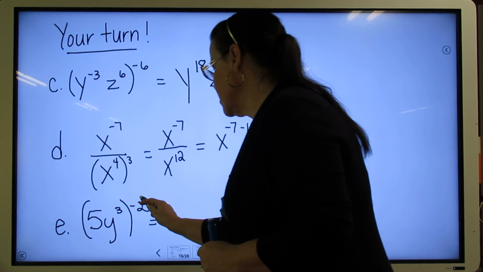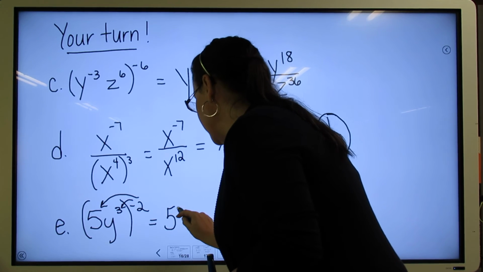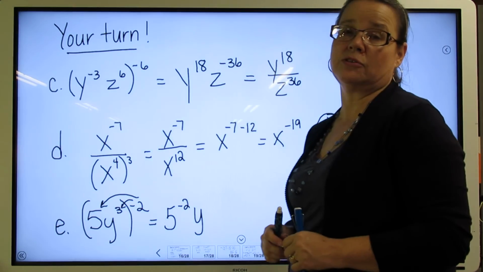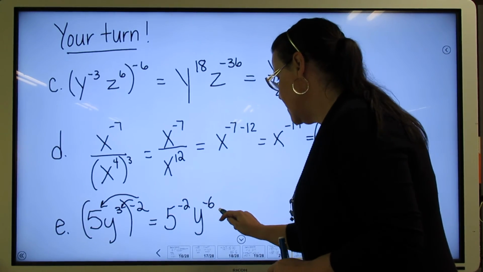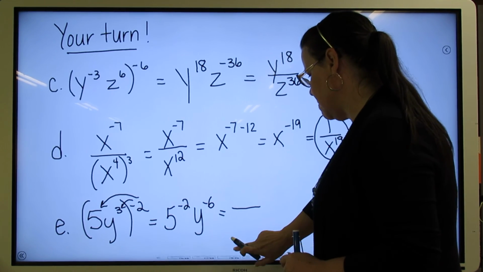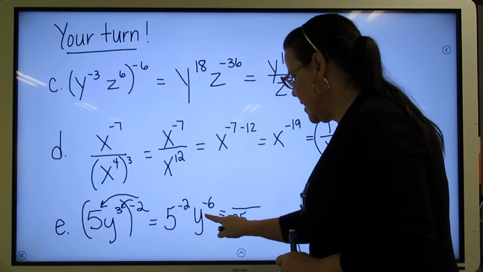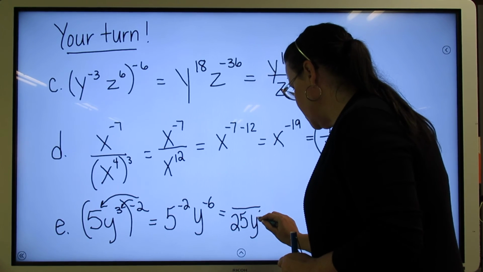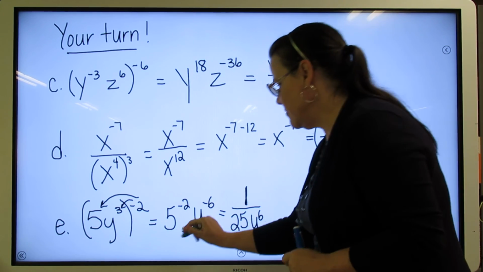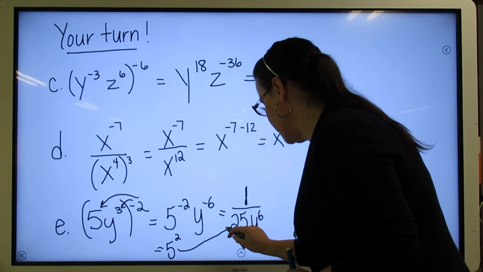And then this one here, this negative 2 affects each of these terms in here. So it would be 5 to the negative 2, and it would be y, and then 3 times negative 2 is going to be negative 6. And then I would know that they're both negative, so they're going to end up on the bottom. And 5 squared is 25. And then y to the negative 6 would just be y to the positive 6, but I have to put that 1 up there because I flipped them, okay? 5 squared would be 5 squared, like that. That's where I get that 25 from, okay?